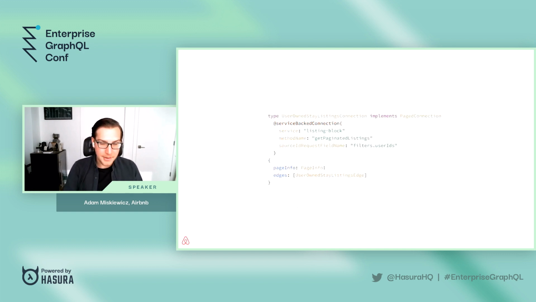Looking at that type, we see another directive that looks very similar to one we've already talked about, serviceBackedConnection. This directive is very similar to serviceBackedNode, but it understands how to bridge two types together. These two primitives, serviceBackedNode and serviceBackedConnection, do most of the work in letting us tie our services together into a unified data graph without writing any code to do so.